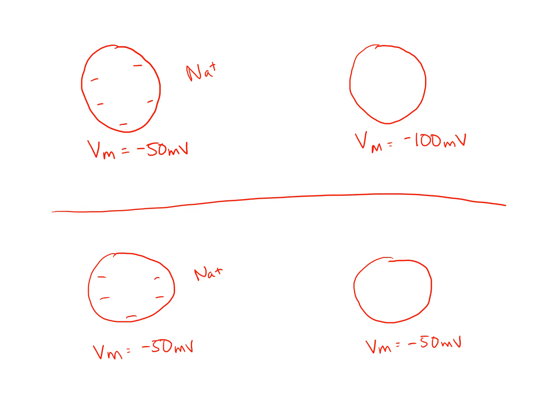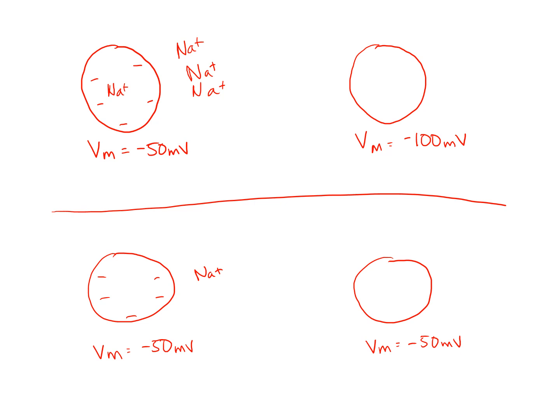Here we've got some sodium, and we've got a membrane potential of minus 50 millivolts. I've drawn my cell with some minus signs in there, and here's my sodium. We could certainly draw the concentration gradient for sodium, although we don't need it because we're just looking at the electrical driving force and just looking at the charges right now.